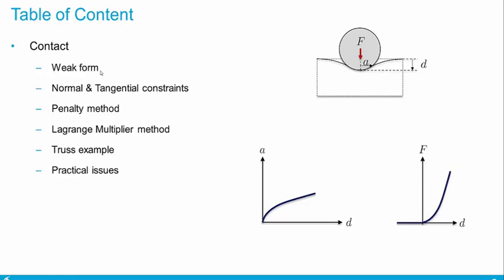start with the weak form. Then we'll talk about the normal and tangential constraints and how these constraints would affect our solution weak form. And then we'll specifically mention two major methods to solve contact problems. They are namely the penalty method and Lagrange multiplier method. Then we will give a truss example to demonstrate these two methods. And last, we'll talk about some practical issues in modeling contact problems with the finite element method.